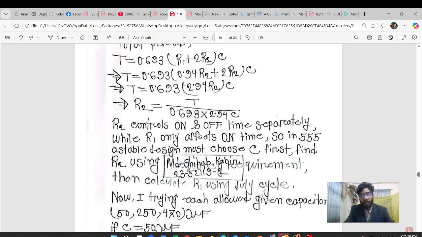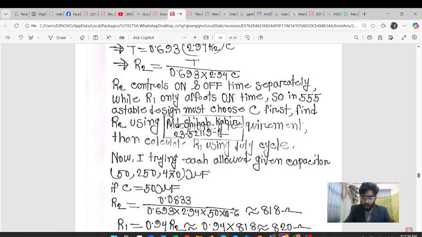Why do we find R2 first, and not R1? Because R2 controls on and off time separately, while R1 only affects on time. So in a 555 astable design, we must choose C first. Find R2 using the requirement, then calculate R1 using the duty cycle.